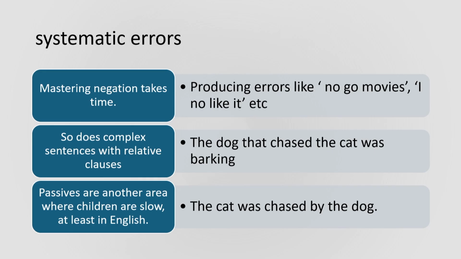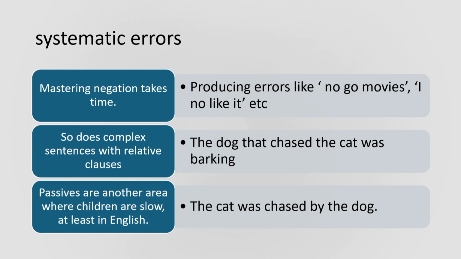"I know like it" is a very common structure. Similarly, complex sentences are difficult; it takes some time before they arrive at a complex sentence with a relative clause, like "The dog that chased the cat was barking." And passives are also another problem zone. This is where they are slightly slow in learning, in picking it up and using it as well.